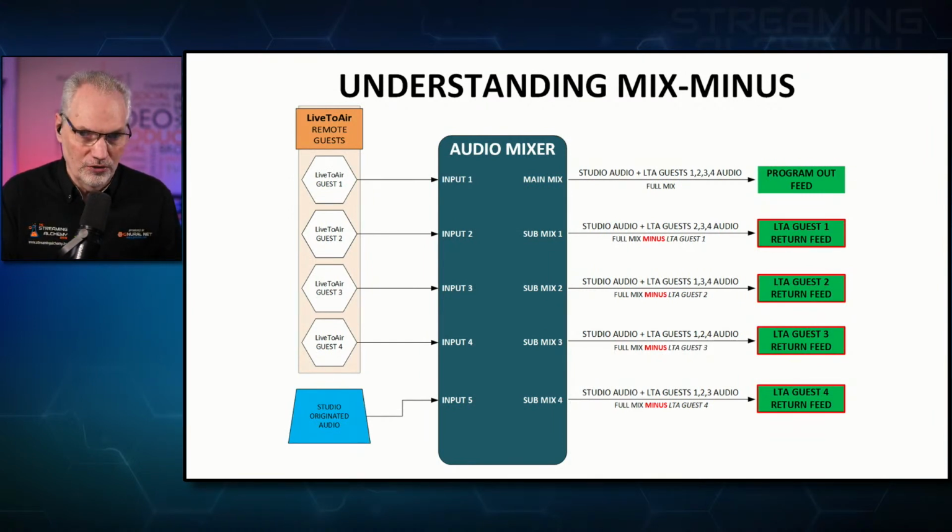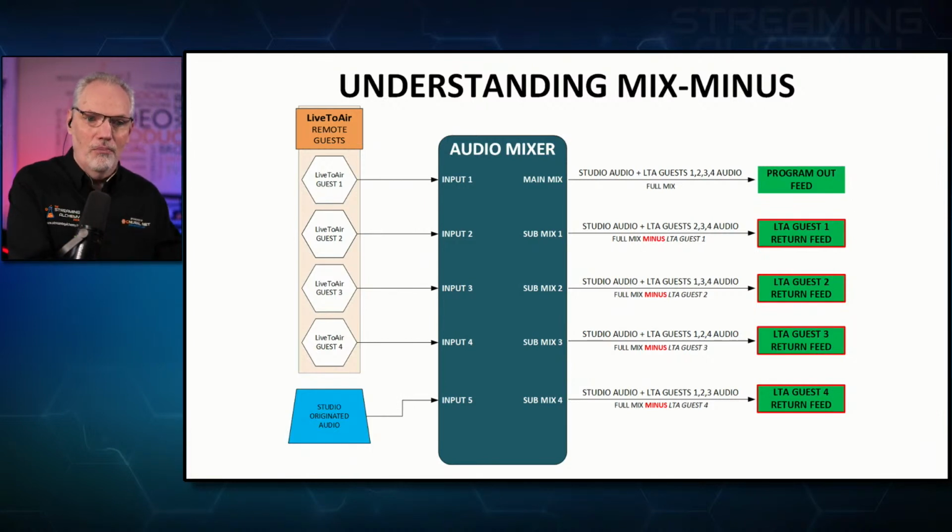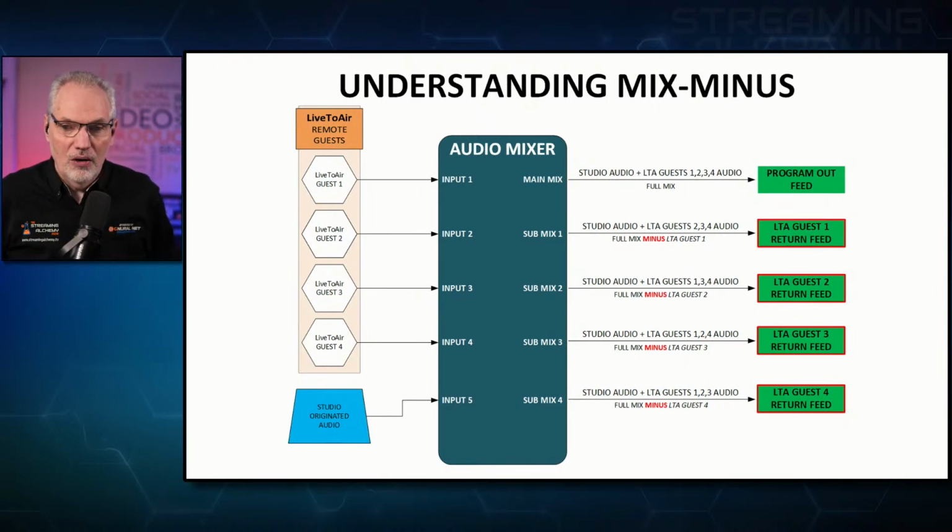So what we want to do for them in creating this submix is we want to give them the studio audio, but we want to give them the audio for guests 2, 3, and 4, not for themselves. So it's the full mix minus LiveToAir guest 1. And that's what we're sending back to guest 1. And we do the same for guests 2, 3, and 4. They get the full mix, the other guests, minus themselves. And that's where the term mix minus comes from. It's the mix that we're sending minus some element that we're holding back to create a better experience for the person hearing that.